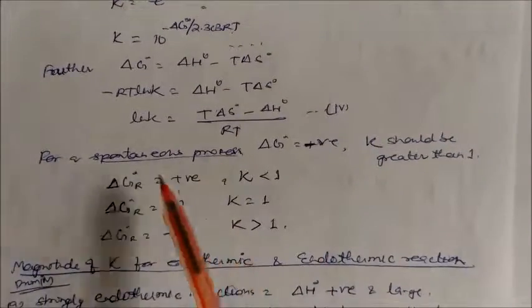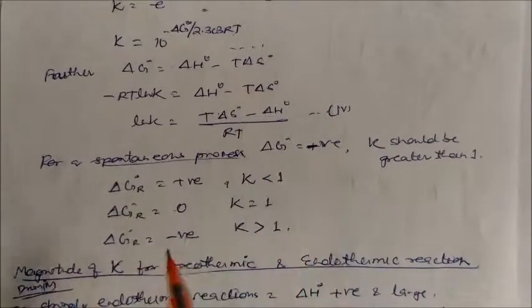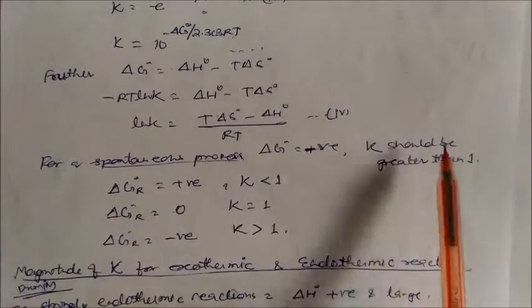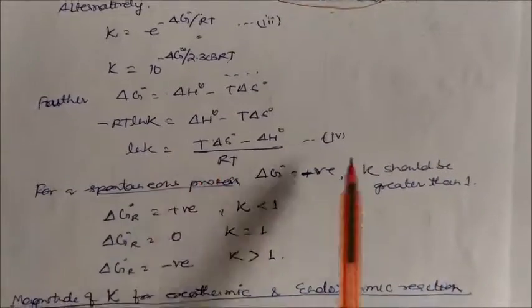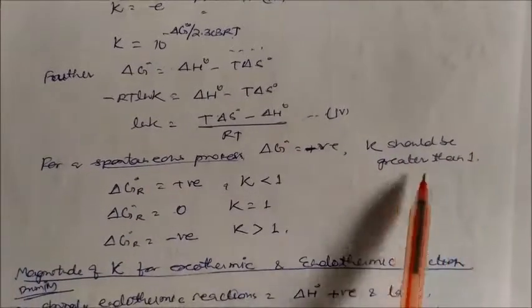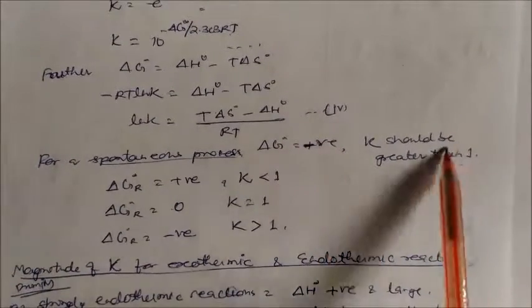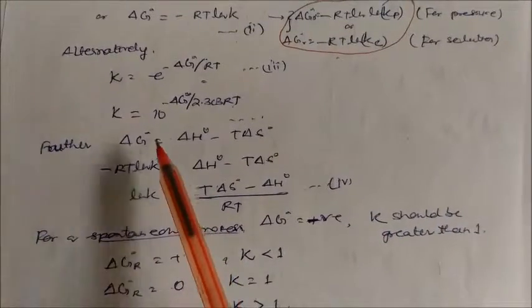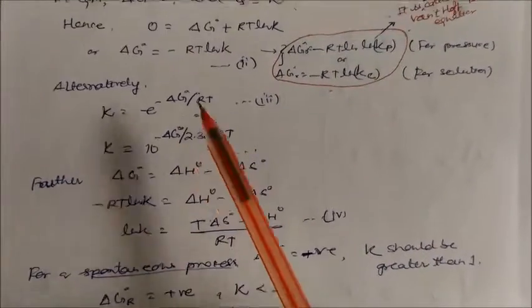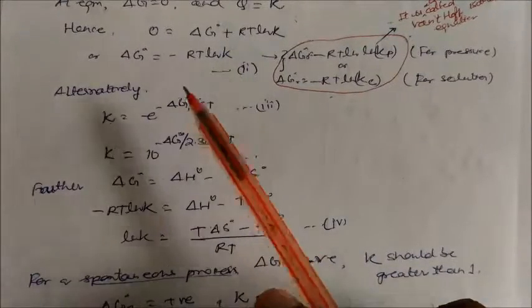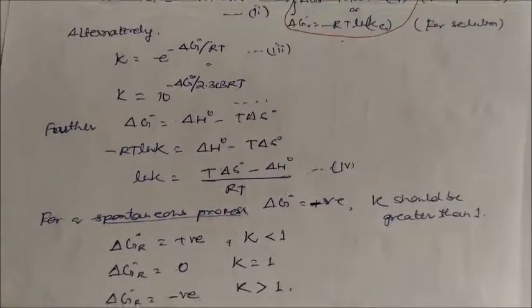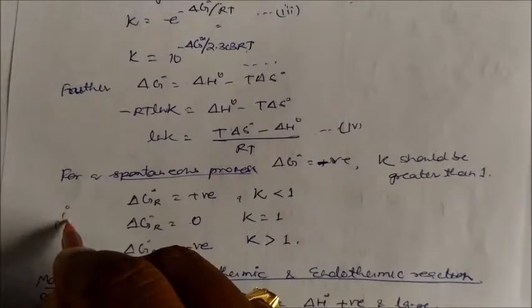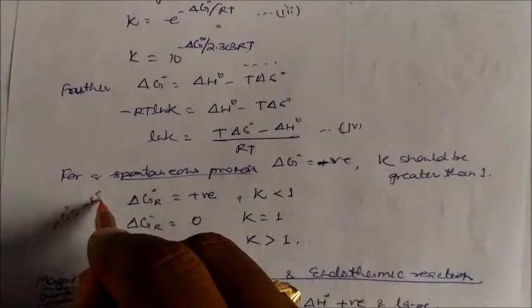Now, if the process is spontaneous, then delta G will definitely be negative. If this is negative, then K should be greater than 1. If K is greater than 1, then this process is spontaneous. Now you can see from this graph that if delta G naught is positive, let me write this one: delta G naught is equal to minus RT natural log K.